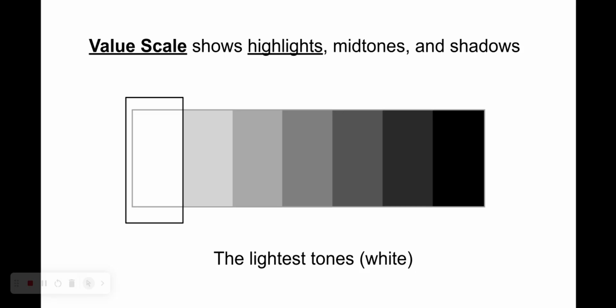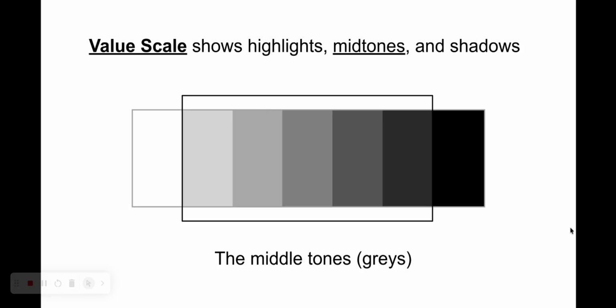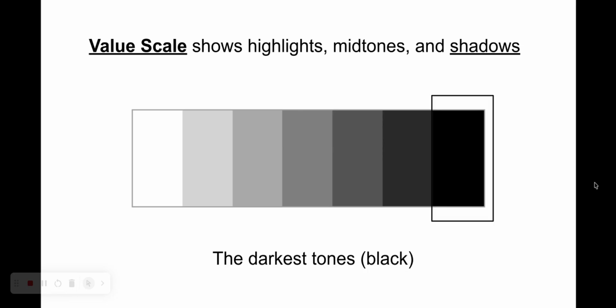So the value scale always has white. These are the lightest tones. It's often the white of the paper. The midtones are this transition of light gray into a darker value, and they're just a bunch of grays. And then the shadows are always the darkest tones, which are like pure black. And again, for our unit, we create this pure black by using an ebony pencil. That is our value of 10.